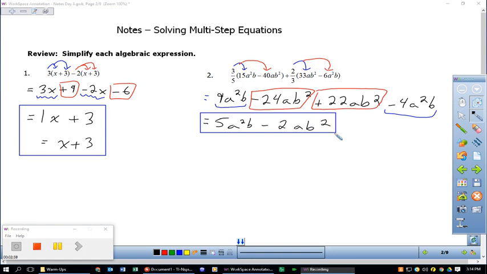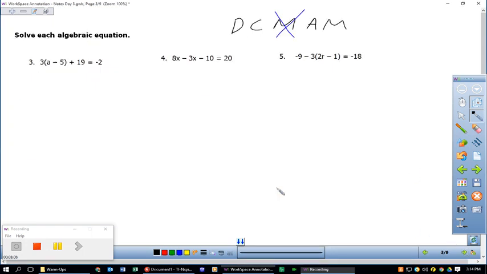Okay, now we're going to do these same steps, starting with our equations on number 3. So the steps we're going to be using, that we've been following this whole unit, are: distribute first. Combine like terms. We're going to get to this tomorrow. It's move variables. Add, subtract, multiply, divide.